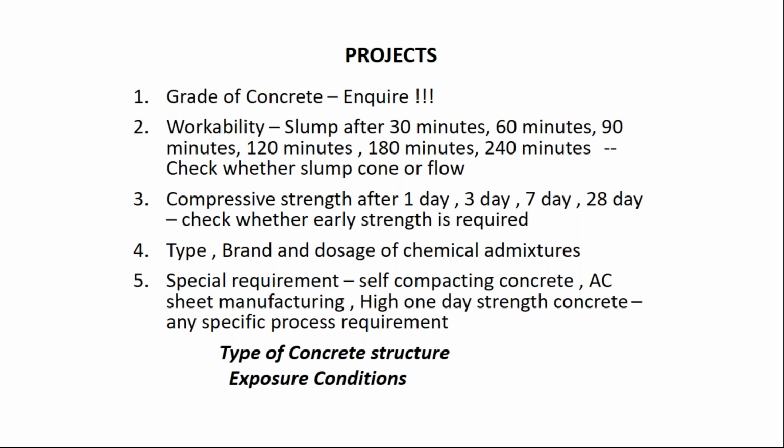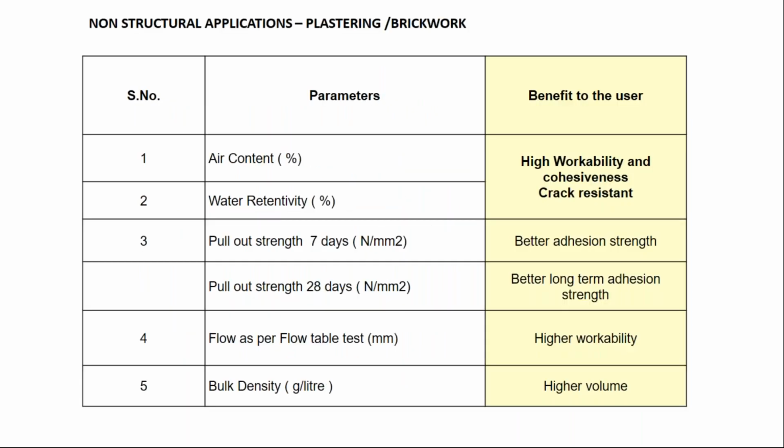And compressive strength after 1 day, 3 days, 7 days, 28 days, type, brand and dosage of chemical admixtures, special requirements like whether it is self-compacting concrete, AC sheet manufacturing and high 1 day strength concrete. Based on all these requirements, the type of cement is decided. And you will find that the exposure condition and the type of concrete structure are constant, and that needs to be taken into account. Typically in projects, where they can procure good quality blending materials, it is basically ordinary Portland cement 53 grade, and 43 grade in some government structures is being procured.